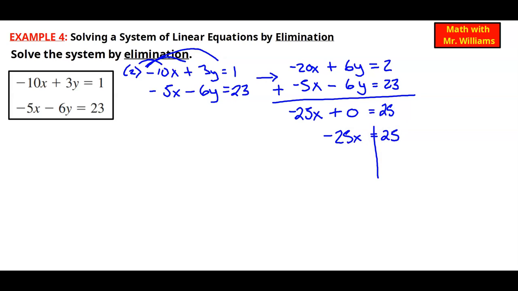Draw my line of equality. I'm going to cancel out the negative 25 by dividing by negative 25 on both sides. This cancels, leaving me x equals negative 1. Let's go ahead and substitute that back in.